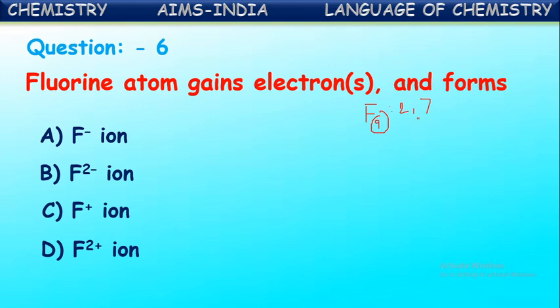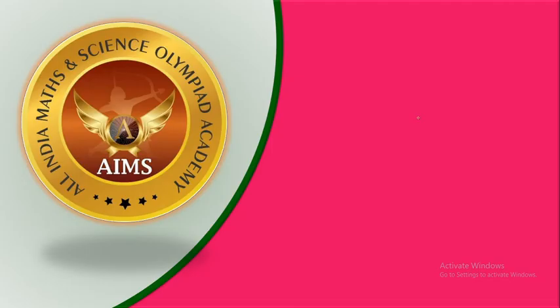Yes, by gaining electrons, elements form negative ions which are called anions or electronegative ions. So however many electrons are gained, that many negative charges will appear on the symbol. So as it is gaining only 1 electron, it forms F minus ion. Okay, this is about different ions and radicals.